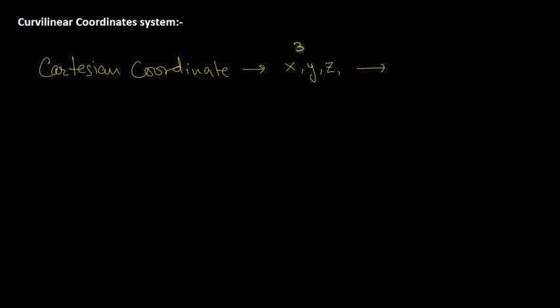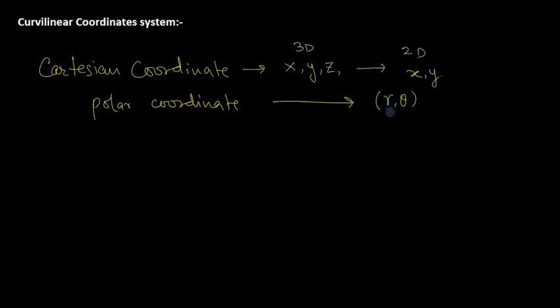So I think you are familiar with the Cartesian coordinate system. So in Cartesian coordinate system, you deal with x, y, z. Or in 2D, you will commonly deal with x and y, and you are also familiar with the polar coordinate system, where you deal with r and theta, that is the radial distance and angle theta.